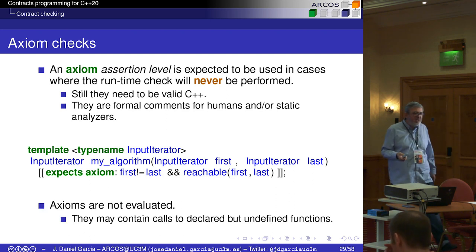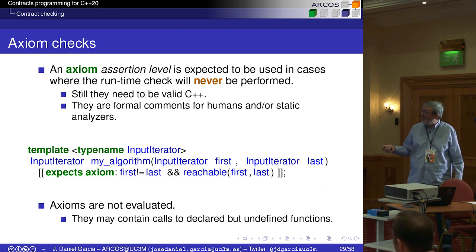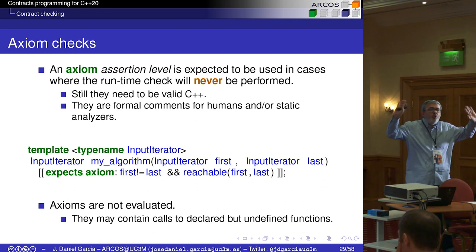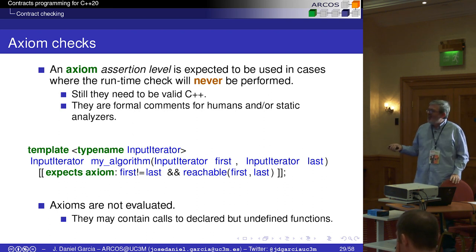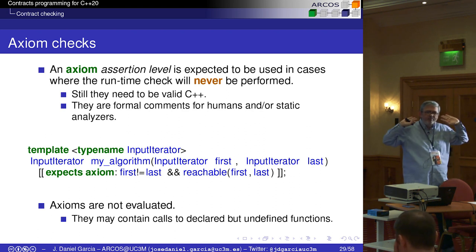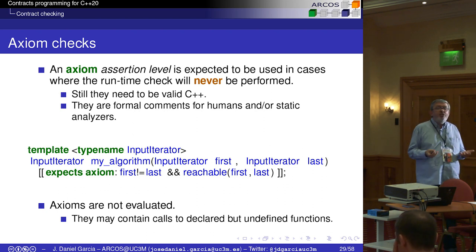So here you have an example of some potential algorithm where I am requiring that first is different from last, and that first is reachable from last. Whatever reachable means. In fact, reachable in this case is a function that needs to be declared, but I don't mind if you have defined it or not. If I don't define it, probably the only thing it is useful for is formal documentation. Now, if I also define the function, I am giving very good information to a static analyzer.